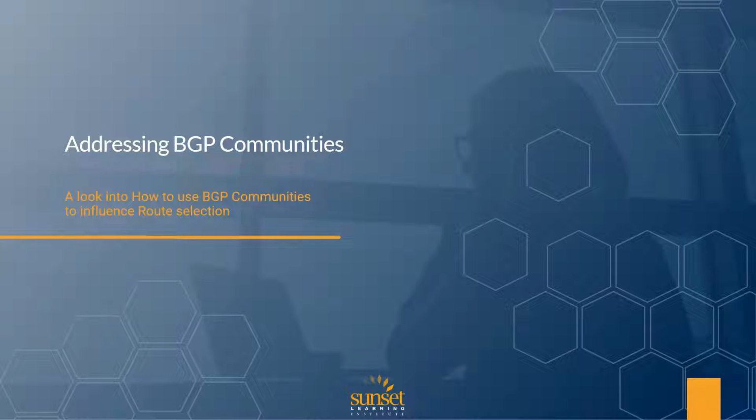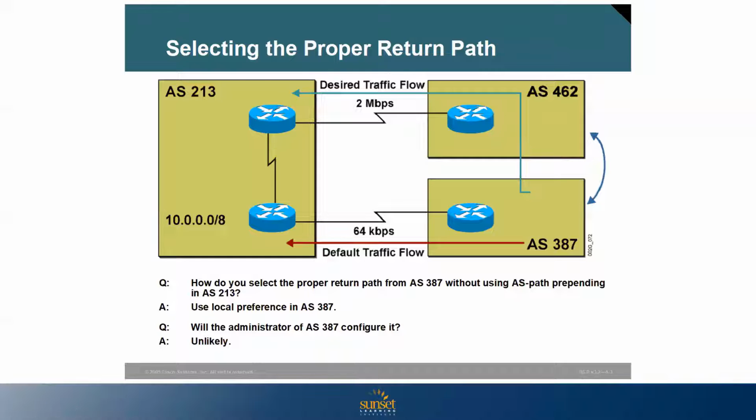So they're going to show you a few different things, just simple, what is a community string? And they go through and mention a couple of different things as far as selecting the proper return path. In this case right here, and hang on, let me bring up one other thing here.